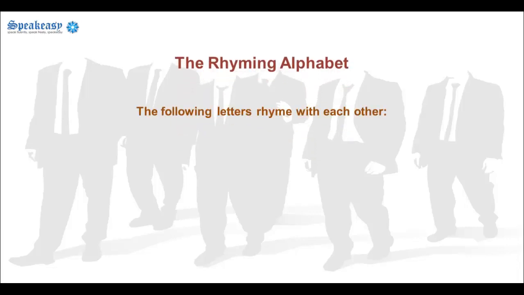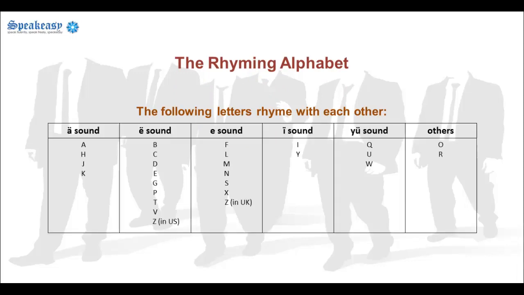The following letters are separated into categories that rhyme with each other, starting with the long A sound: A, H, J, and K. And the long E sound: B, C, D, E, G, P, T, V, and Z as it's pronounced in the United States.